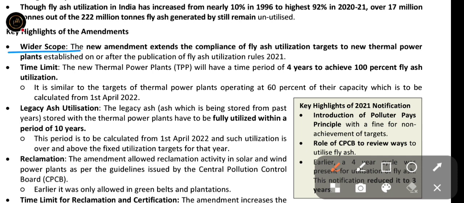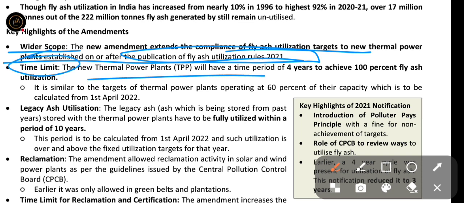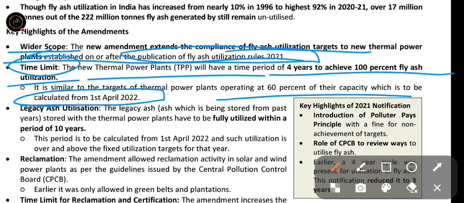And this wider scope: the new amendment extends the compliance of fly ash utilization targets to new thermal power plants established on or after the publication of the Fly Ash Utilization Rules 2021. And for the time limit, the new thermal power plants will have a time period of 4 years to achieve 100% fly ash utilization, and it is similar to the targets of thermal power plants operating at 60% of their capacity, which is to be calculated from 1st April 2022.